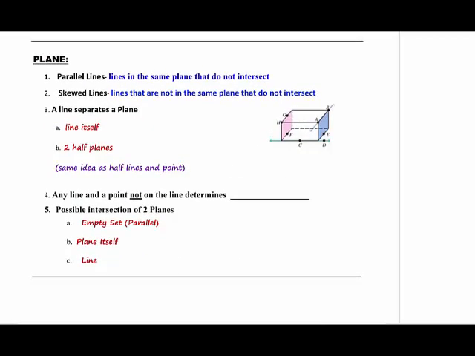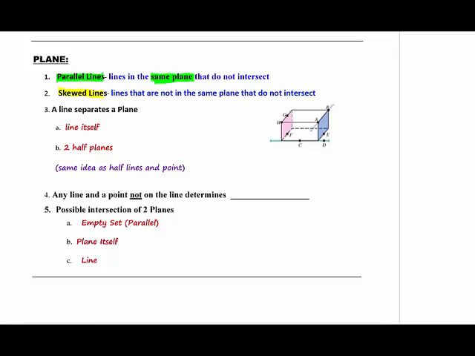So the new part for this video is going to be getting into our 3-dimensional. So we just finished our two-dimensional. We're going to go to our plane, which is 3-dimensional. And the first two you need to distinguish between are our parallel line and our skewed line. Both of them do not intersect. But the difference is the parallel lines are lines in the same plane that do not intersect.